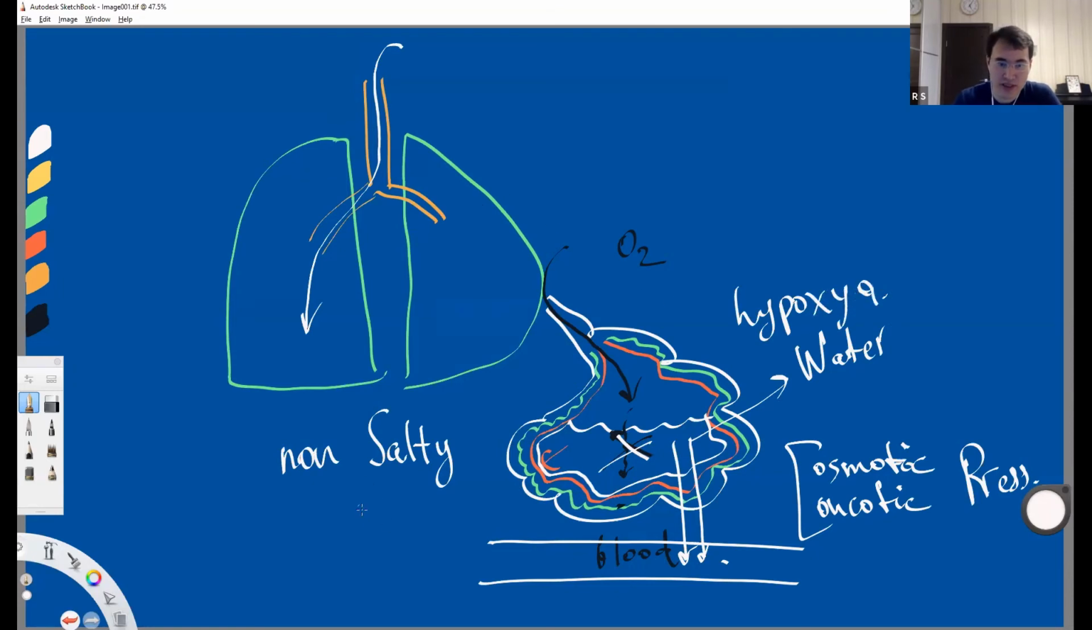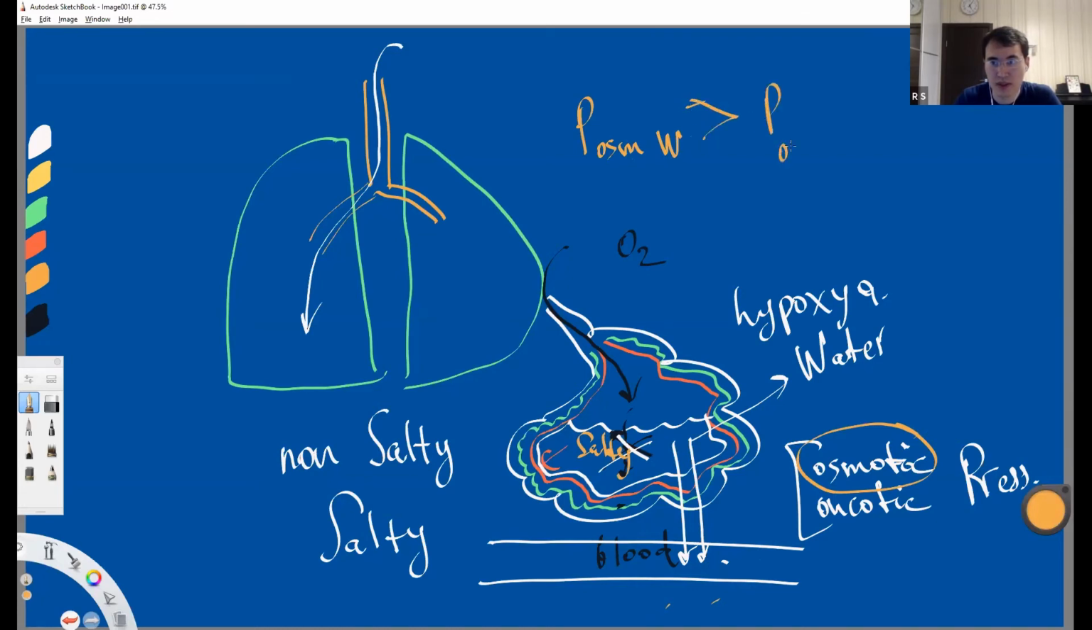We can also have salty water here, and it is much worse, because if we have salty water here, the osmotic pressure of this salty water is much larger than the osmotic pressure of the blood. And sometimes it's much more. The pressure is much larger.